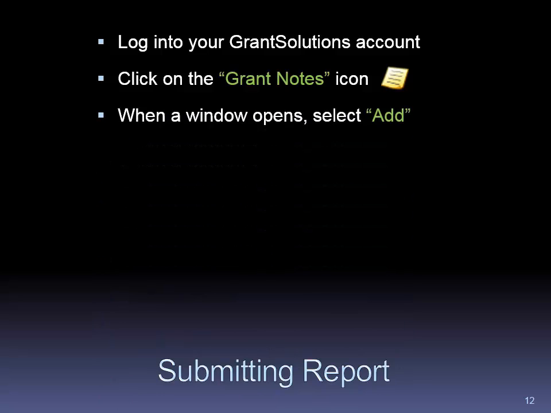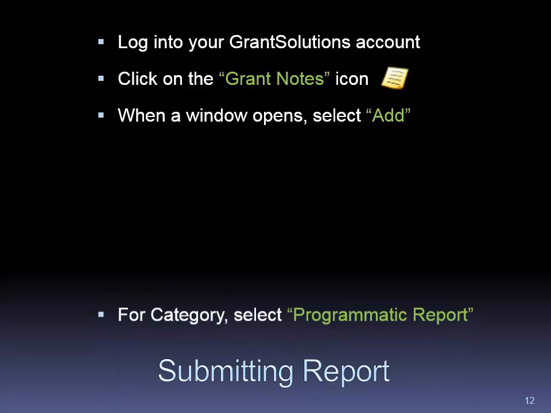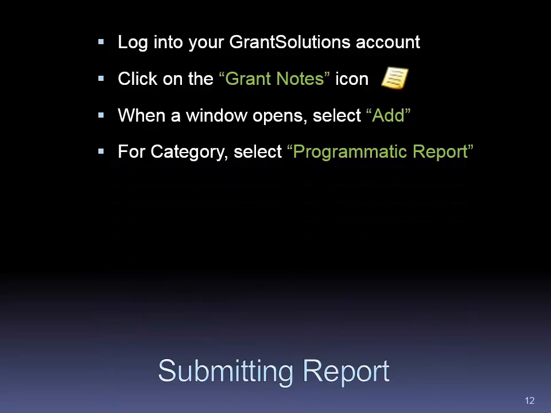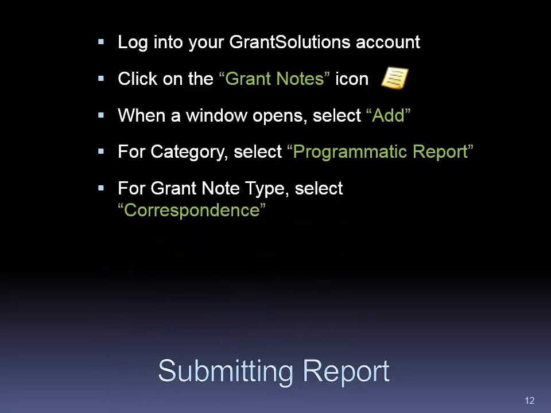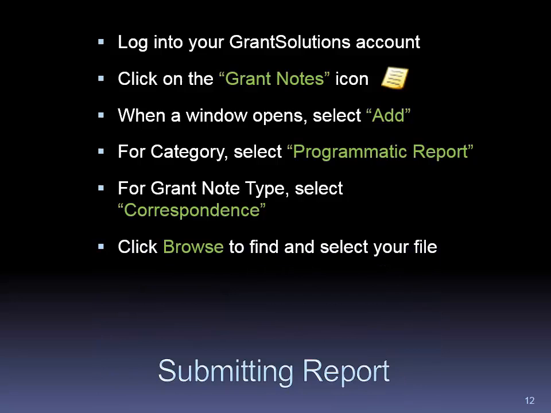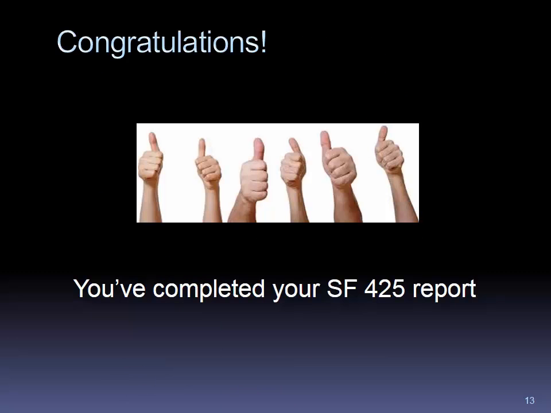When the window opens, you're going to select Add. You're going to fill in the required fields, but for category, please select Programmatic Report. For grant note type, select Correspondence. Click Browse to find and select your file, and click Upload. Congratulations! You've just completed your SF425 and you're now compliant.